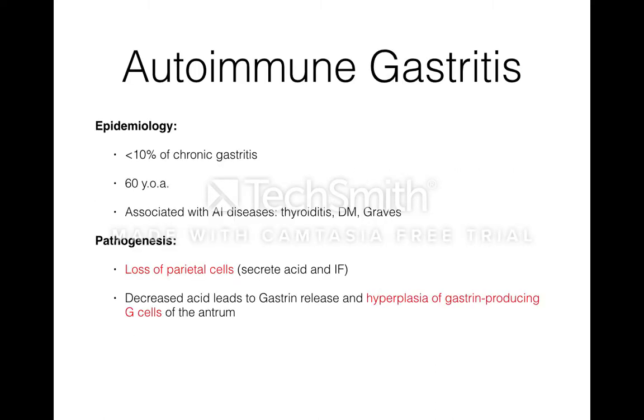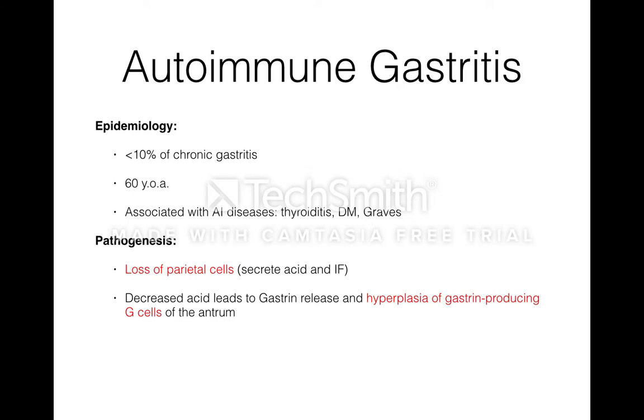The second most common cause of chronic gastritis is autoimmune gastritis, and accounts for less than 10% of cases. The median age at diagnosis is 60, and it is associated with other autoimmune diseases, including autoimmune thyroiditis, diabetes mellitus, and Graves. Autoimmune gastritis results from loss of parietal cells, which normally secrete acid and intrinsic factor. This defective gastric acid secretion, known as achlorhydria, results in hypergastrinemia and hyperplasia of gastrin-producing G cells in the antrum.